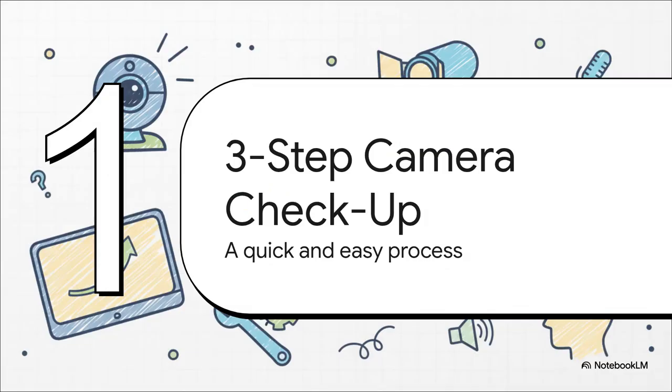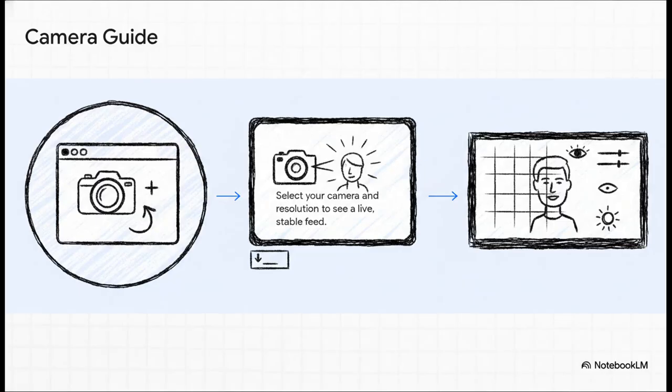The whole process is incredibly simple. Seriously, just think of it as a quick 3-step health checkup for your camera. It's fast, it's easy, and it gives you results you can use right away. It really is as simple as this. First, you hit start and give your browser permission to use the camera. Second, you just pick your camera from the list to see the live feed. And third, you use the tools on the screen to check its vitals. That's it. It's that straightforward.